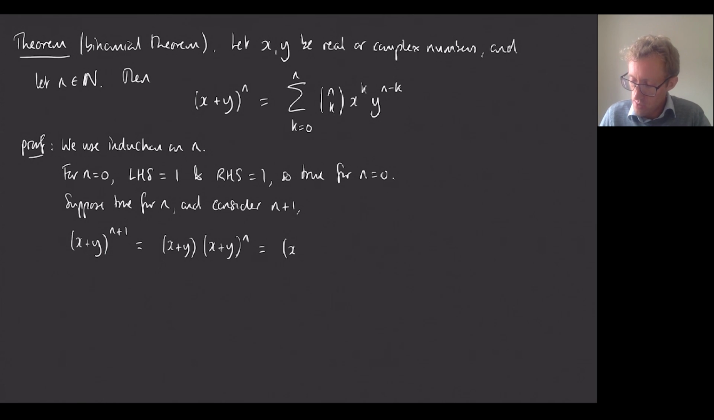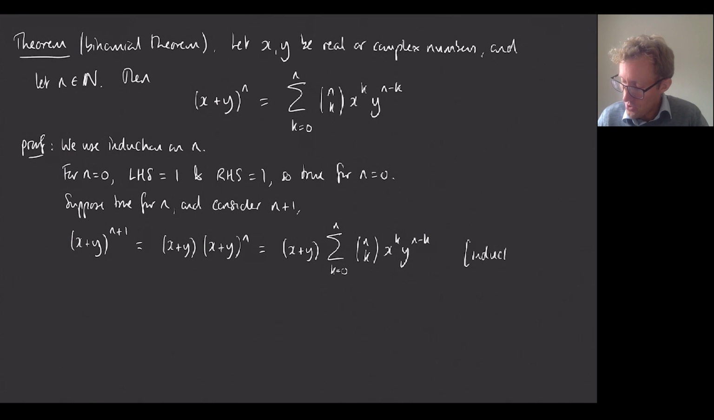So this is going to be x plus y times the sum from k is 0 up to n of n choose k, x to the k, y to the n minus k. Okay, so that was the inductive hypothesis that we just used.